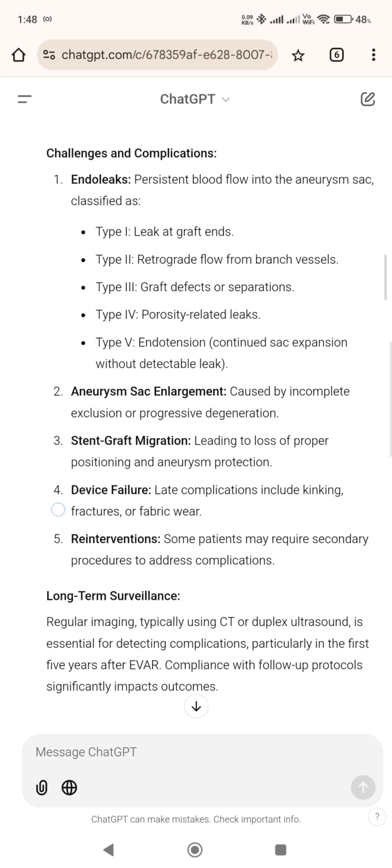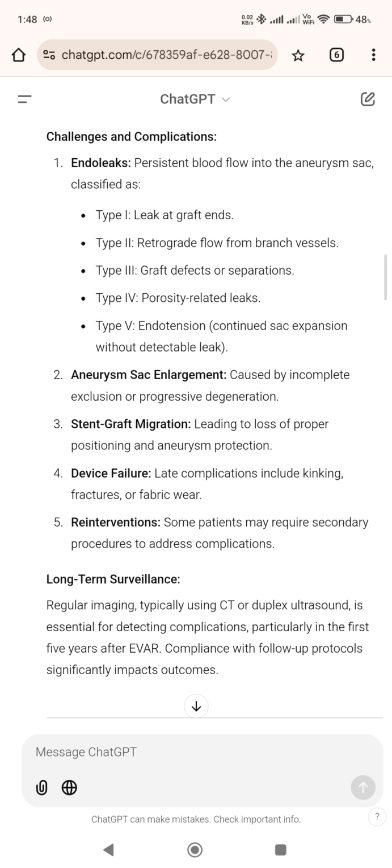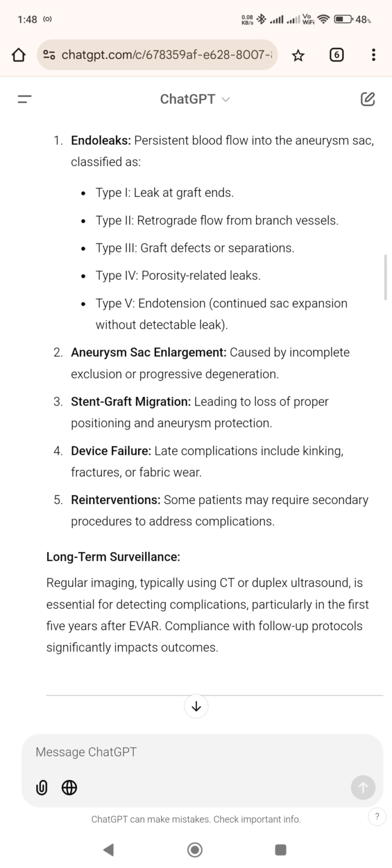Challenges and complications. 1. Endoleaks. Persistent blood flow into the aneurysm sac, classified as Type 1, leak at graft ends. Type 2, retrograde flow from branch vessels. Type 3, graft defects or separations. Type 4, porosity-related leaks. Type 5, endotension, continued sac expansion without detectable leak.